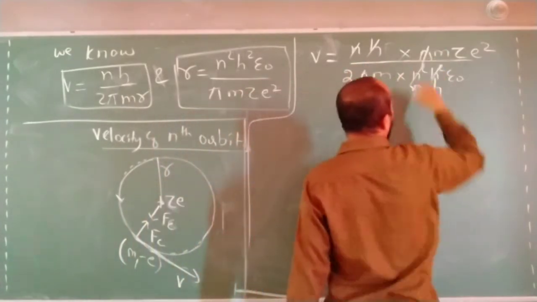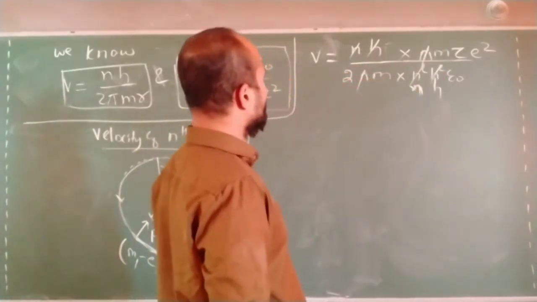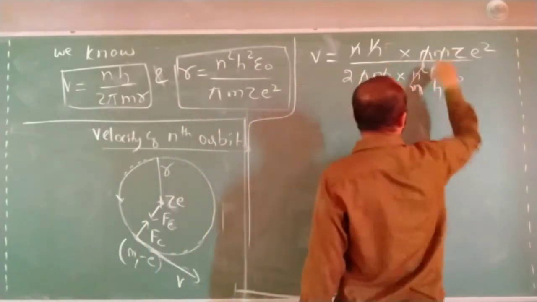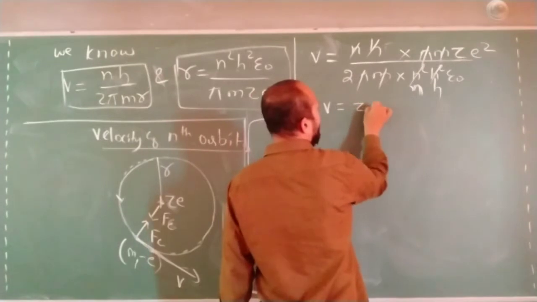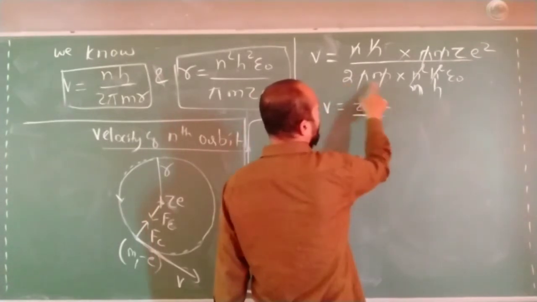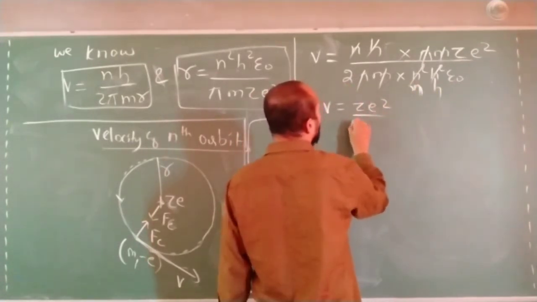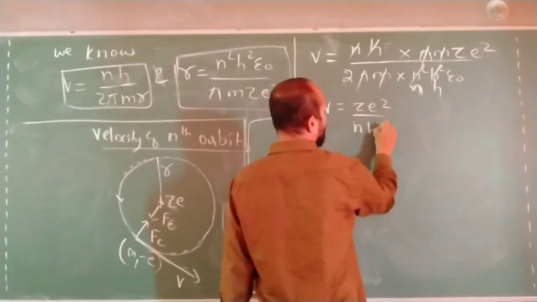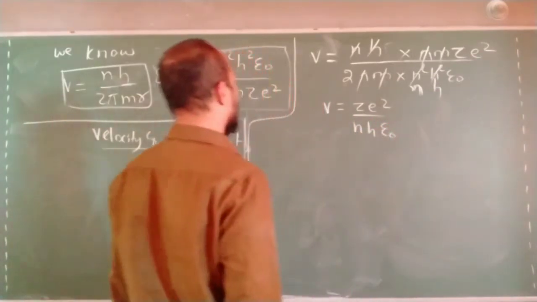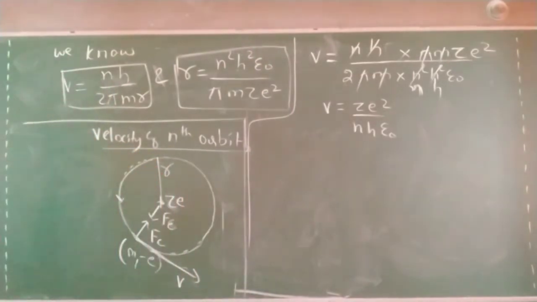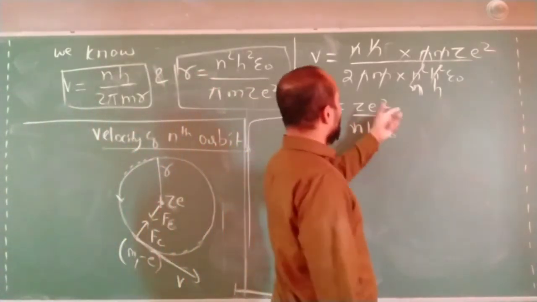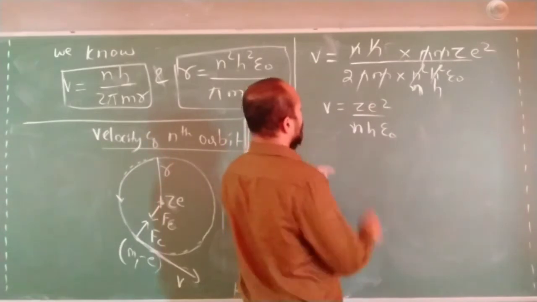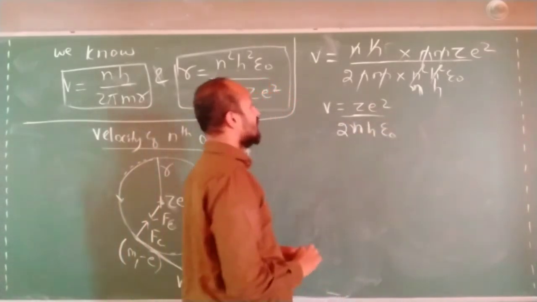Pi is getting cancelled, then m is getting cancelled, then what is remaining? So v is equal to z e square divided by 2nh epsilon naught.